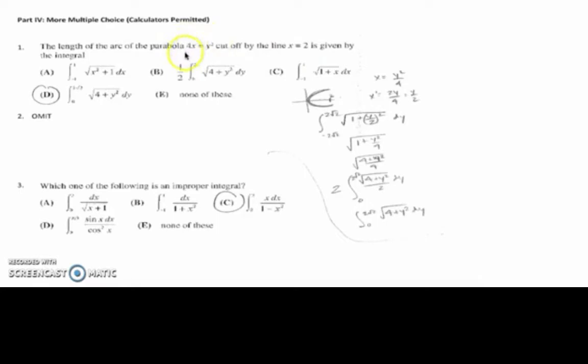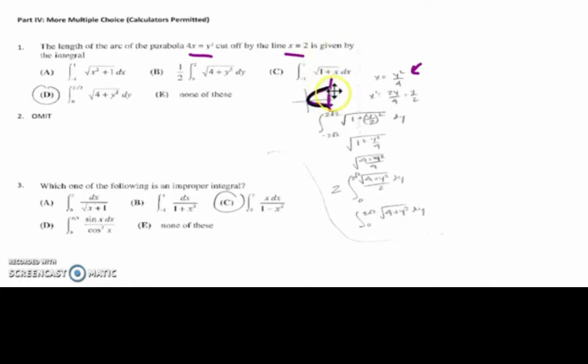First problem, we have this equation, 4x equals y squared, which is the same thing as x equals y squared over 4, and the vertical line x equals 2. So if I look at this graph, here's my vertical line x equals 2, and here's my sideways parabola. And I'm looking for this arc length right here.